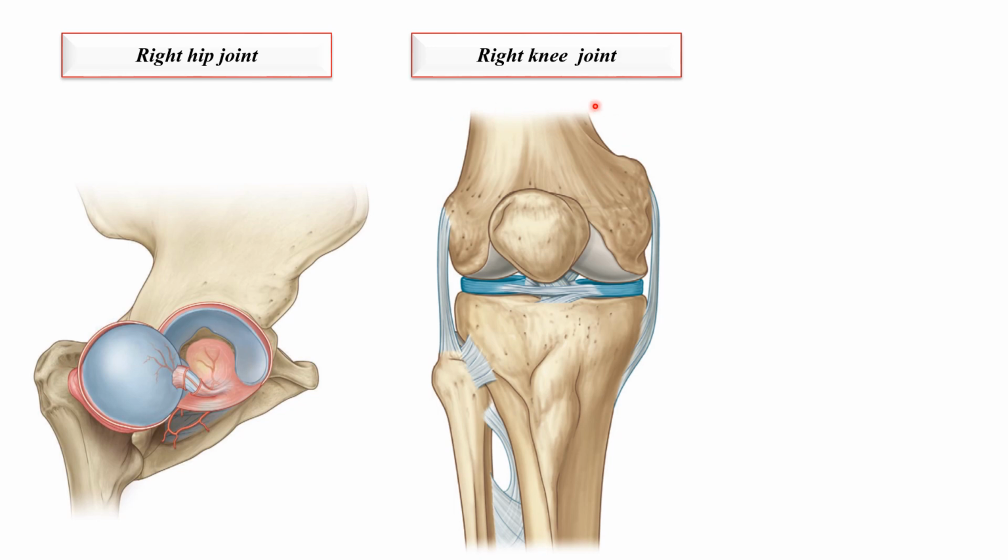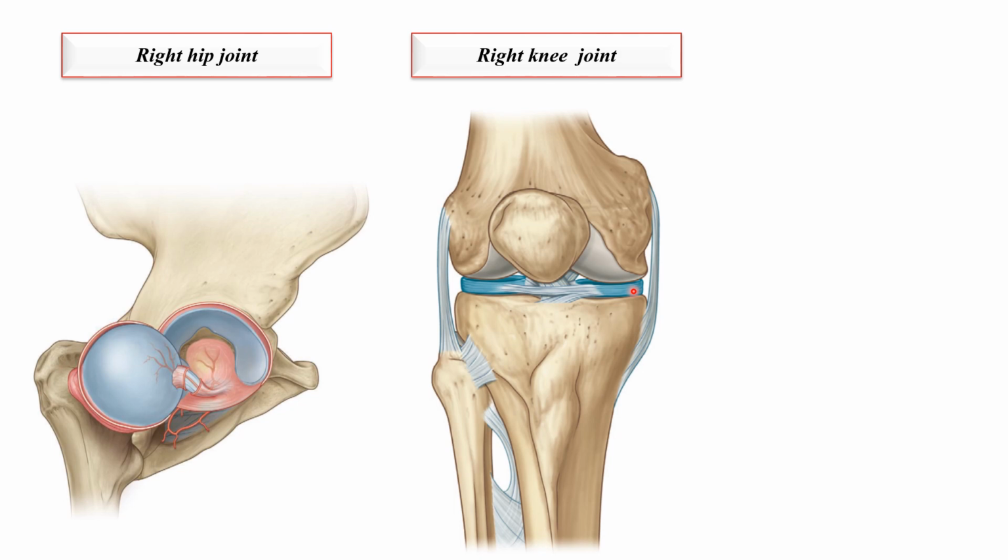This is the knee joint from the anterior view. This is the femur superiorly and this is the tibia inferiorly. This is the medial femoral condyle and this is the medial tibial condyle. This is the lateral femoral condyle and this is the lateral tibial condyle. Between them here and here there is articular cartilage.